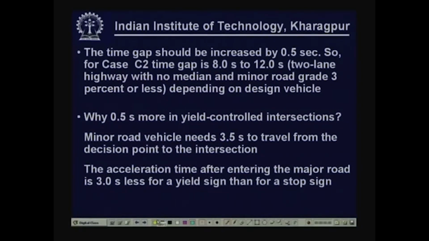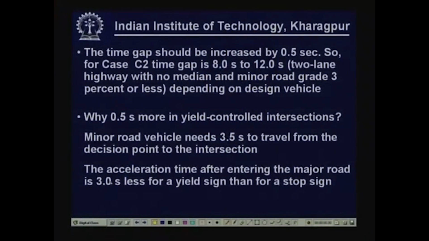It is found that a minor road vehicle needs 3.5 seconds additional time to travel from the decision point to the intersection for a yield control approach. This component was not necessary for a stop control intersection. So, this is the additional component which is required for the yield control approach.